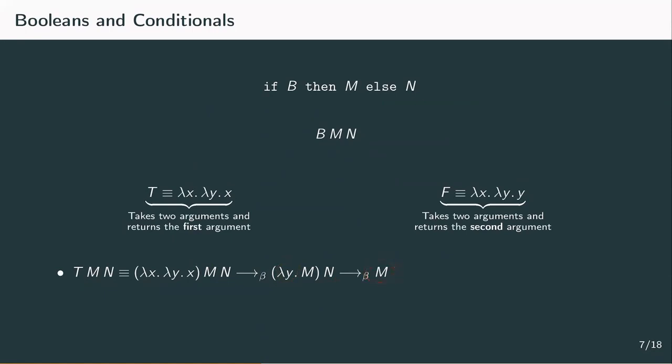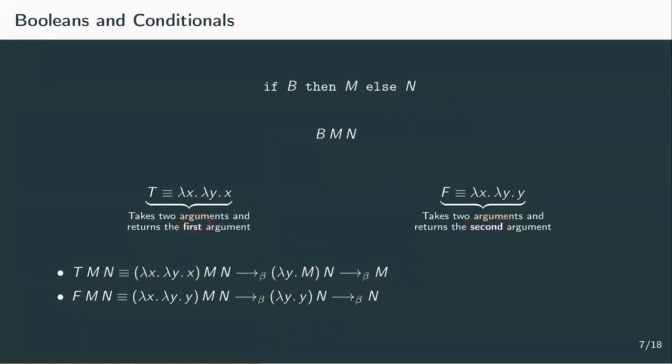The computations for the boolean false are quite similar. This time, nothing changes by reducing the x redex, as x doesn't occur in the term, and we just return the second argument n. So these two terms actually represent the behavior of boolean values in an if-then-else conditional.